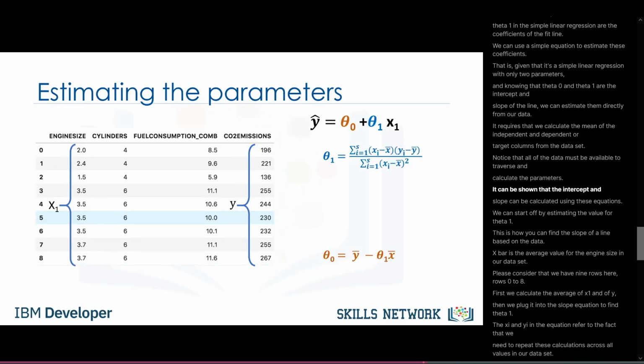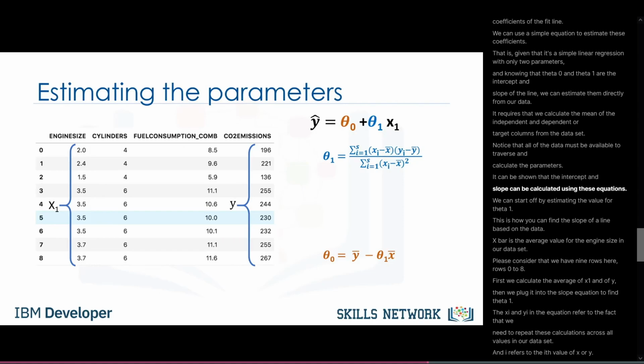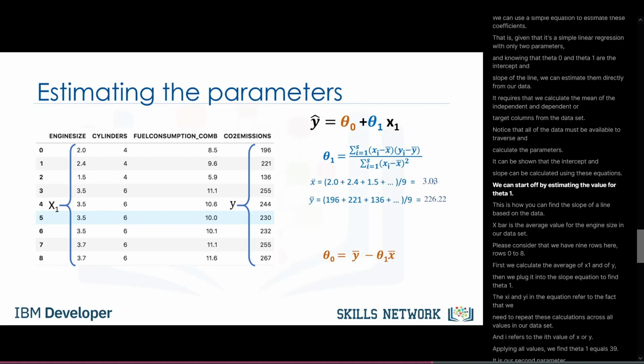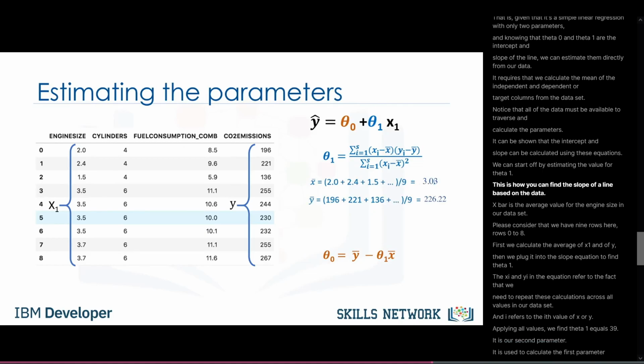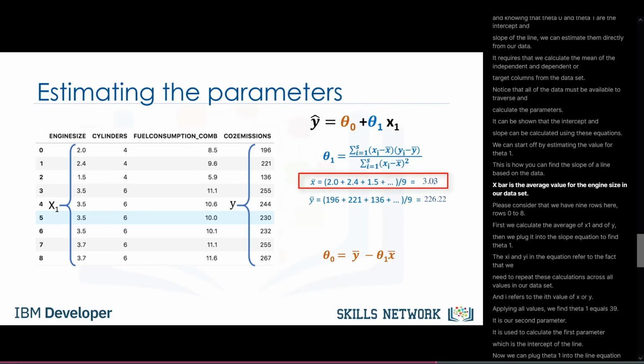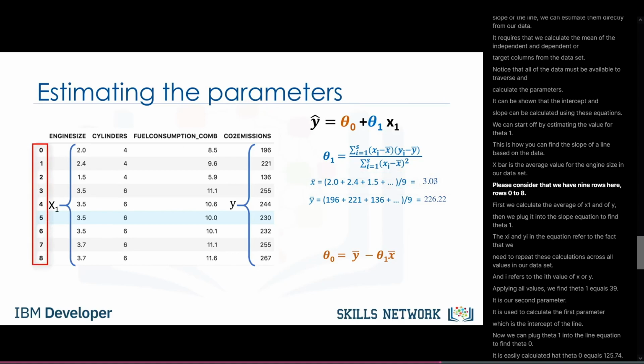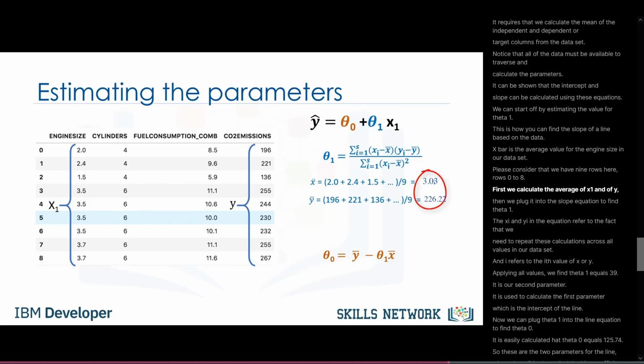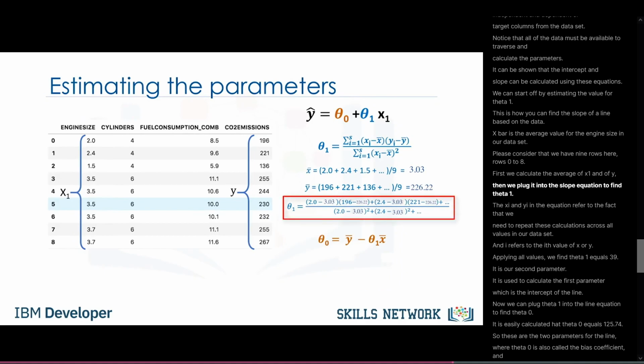It can be shown that the intercept and slope can be calculated using these equations. We can start off by estimating the value for theta 1. This is how you can find the slope of a line based on the data. X bar is the average value for the engine size in our data set. Please consider that we have 9 rows here, rows 0 to 8. First, we calculate the average of x1 and average of y. Then, we plug it into the slope equation to find theta 1.